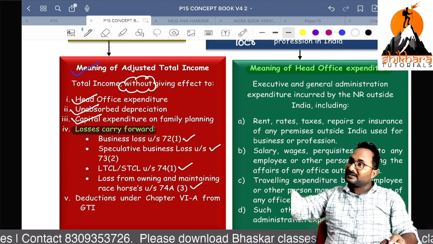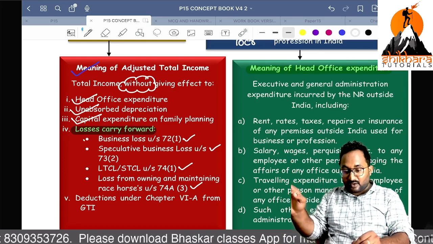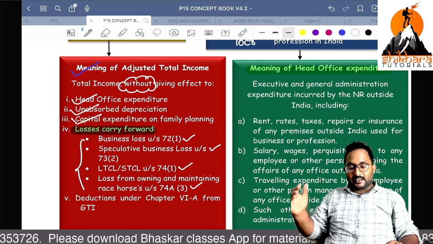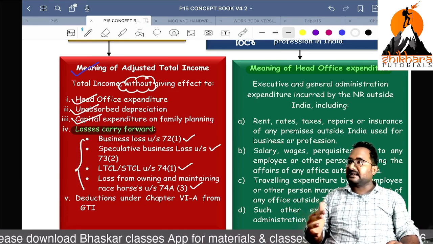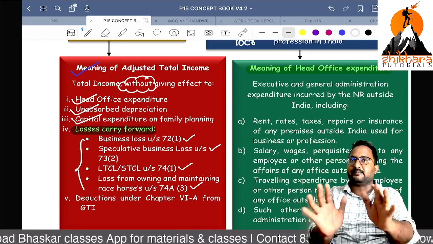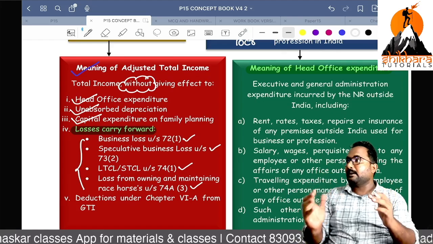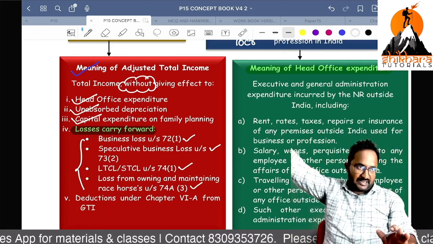We can set off that house property loss while calculating the adjusted total income. What are the things we can't set off? Business loss, speculative loss, short-term capital loss, and losses from owning and maintaining of racehorses. Before set off of these losses only, you need to calculate total income. That is only adjusted total income. But house property loss, if anything is there, yes, you can do set off. That is a question given in one exam.